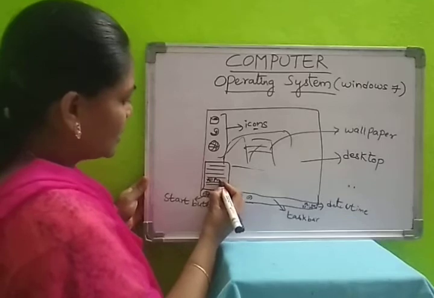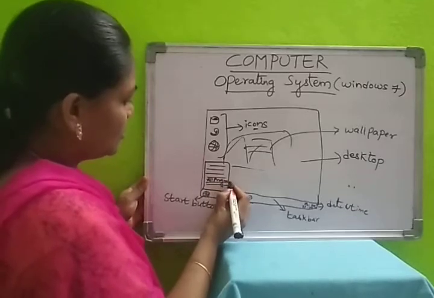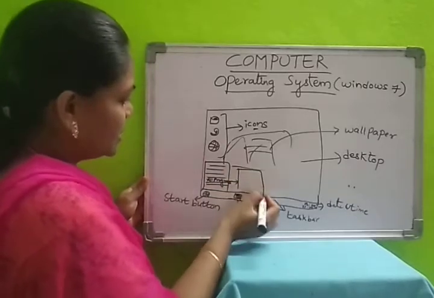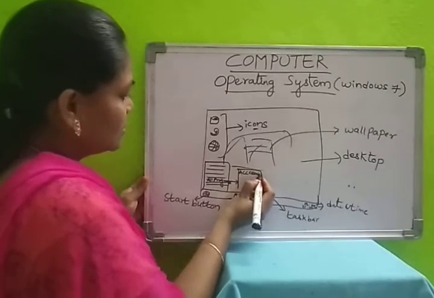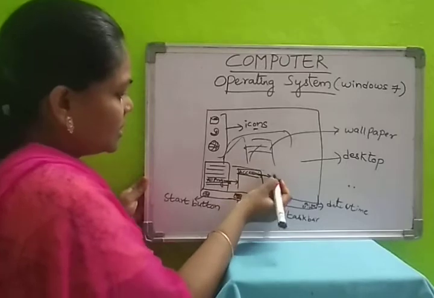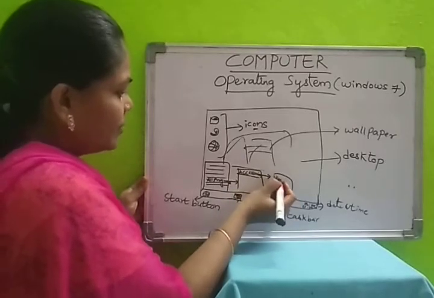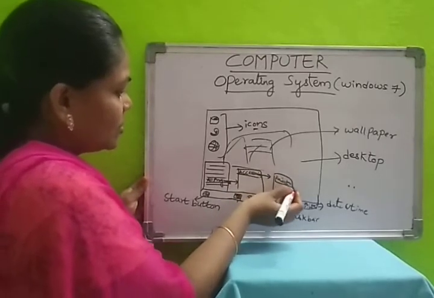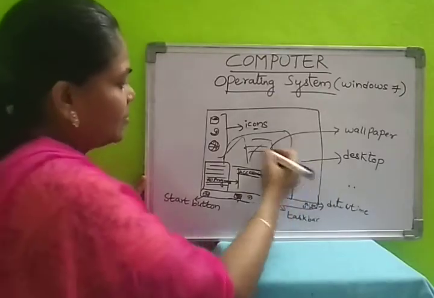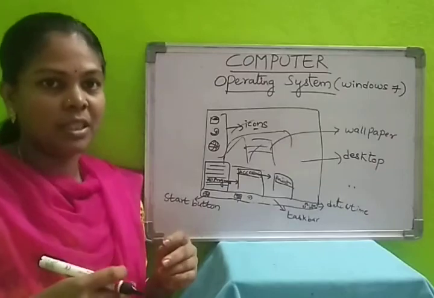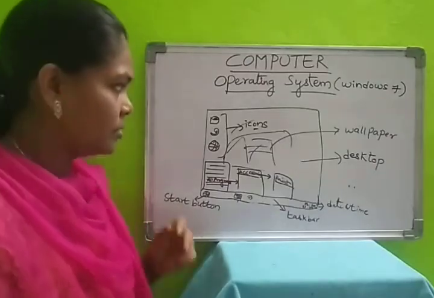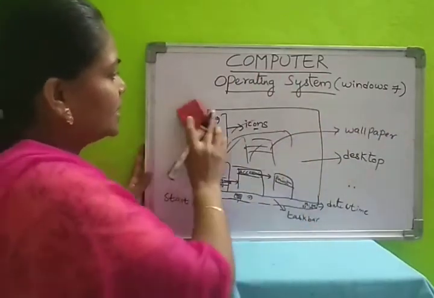Here is all programs. So we'll click on all programs and it opens another menu. Here we'll click on accessories. In accessories, we'll click here and another menu will be opened. In that we can click on Paint. So the Paint application will be opened on this desktop. There you can draw pictures and color pictures. Okay, this is about the desktop.